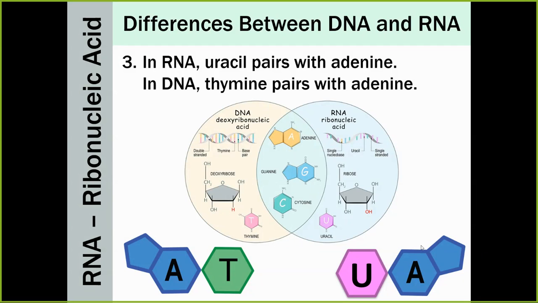DNA, we already know. It has thymine with adenine. That's what we know. Okay. RNA has a new nitrogen base called uracil, and that uracil pairs up with adenine.